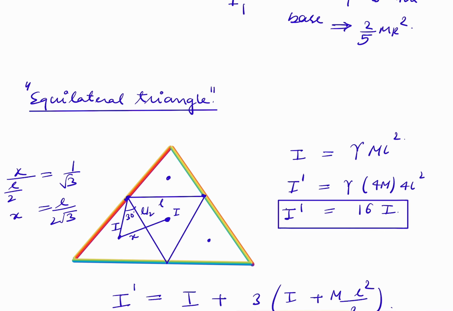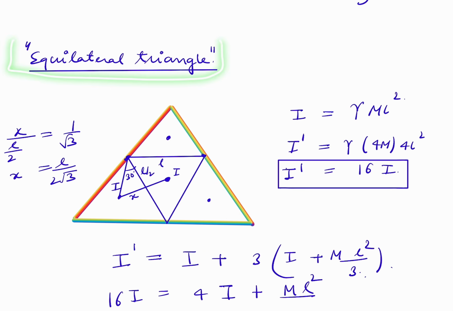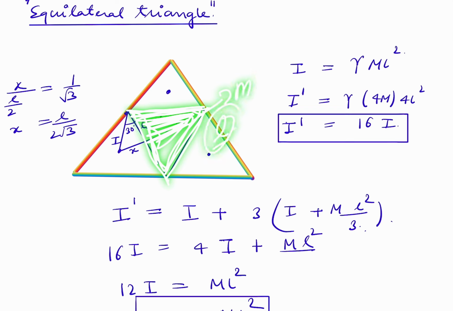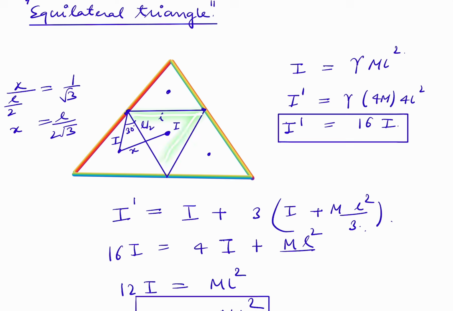Next one, equilateral triangle. It's also a very important type of question, equilateral triangle. So what we have done here is that I have taken an equilateral triangle. Okay, it's a triangular lamina which is equilateral. Mass of this one is m, length is l. Clear? So if I write its inertia about the centroid, it will become of the form gamma ml square, some constant into ml square. It is going to be of that form, right?